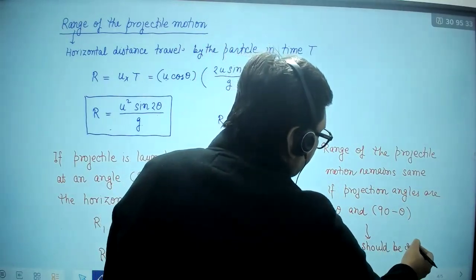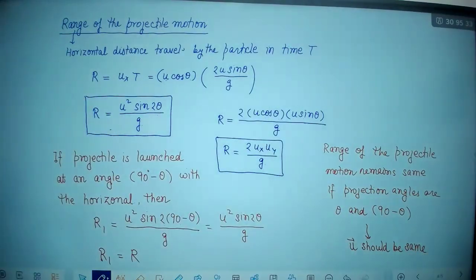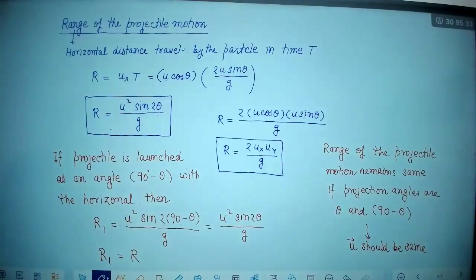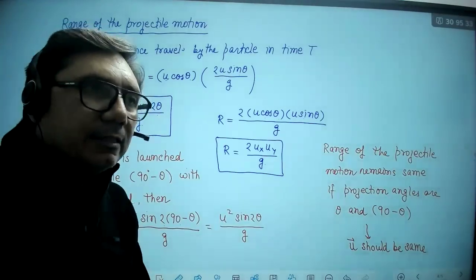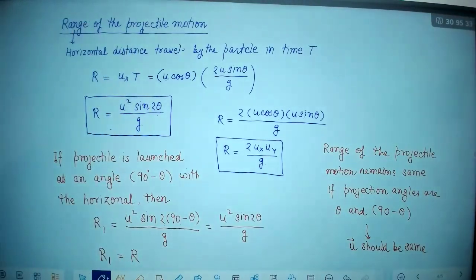U should be same. So you have to remember this. At theta and 90 minus theta, if you are launching the particle, and in both cases the initial velocity is same, then range will be same. Is it okay?